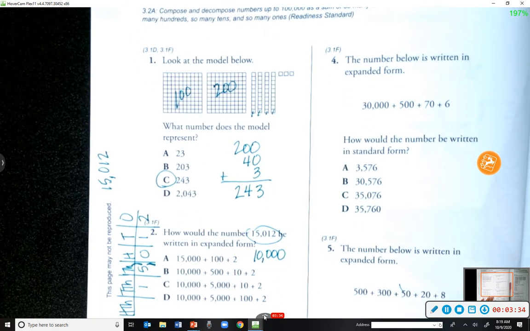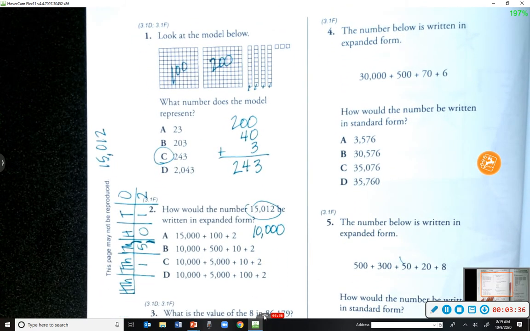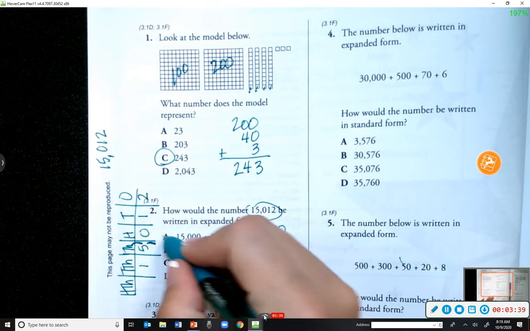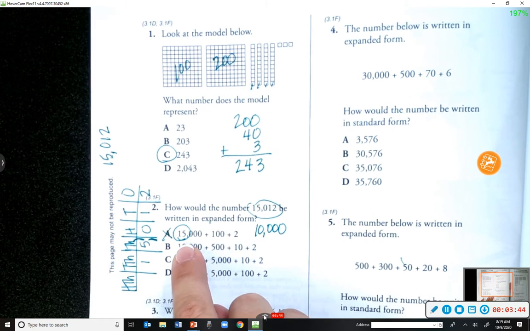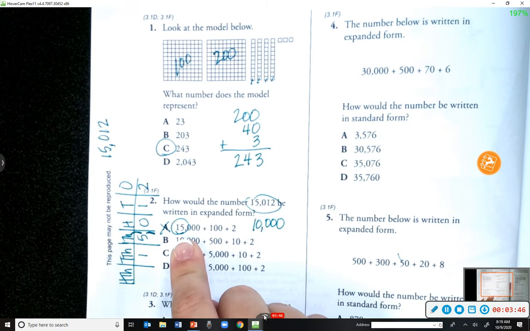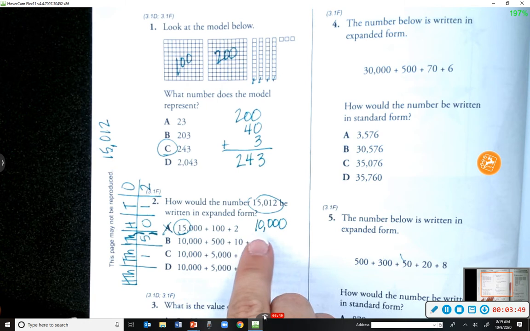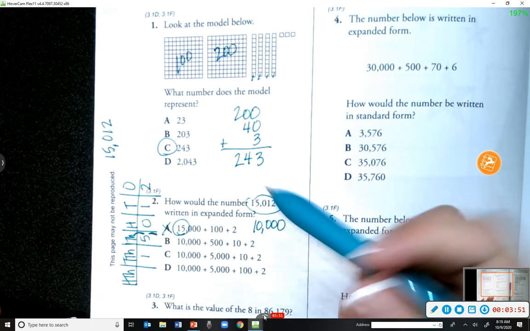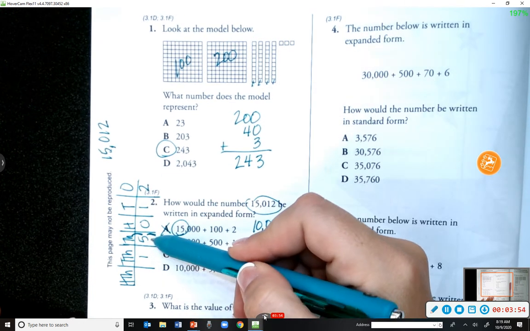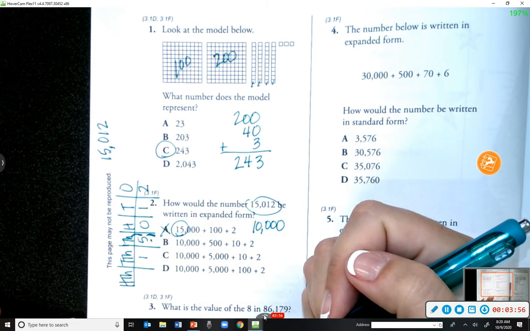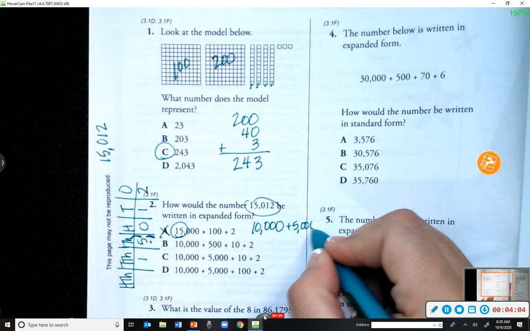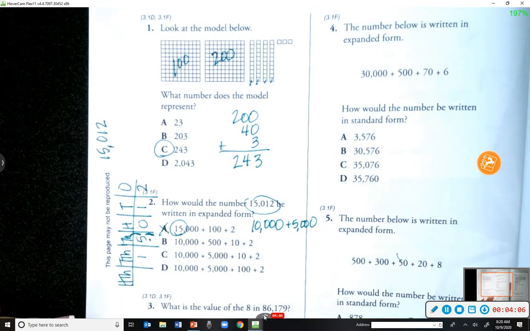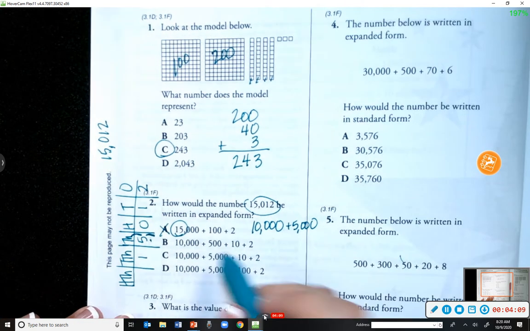So I can already eliminate which answer choice? The top one. You have to break apart the 1 and the 5. You can't just put 15. You got to do each digit. So the first digit has a value of 10,000. Now we go to the second one. It's in the thousands place. So 5,000 is worth how much? 5,000. Okay, can I eliminate another answer choice now? B, because it had 500.